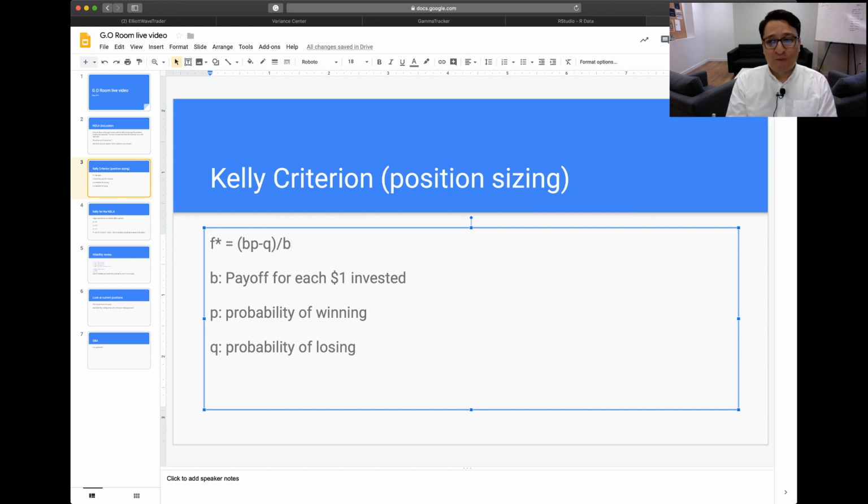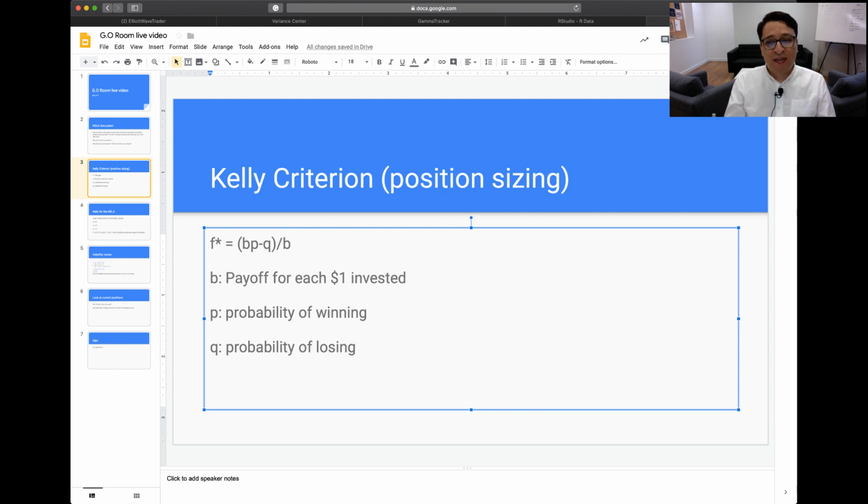Yeah? So what is B? The B is the payoff. So let's say for each dollar that I play, they pay me 2, so B is 2. Or if for each dollar that I invest, they pay me 3, B is 3. Or if it's even money, for each dollar that I invest, they pay me 1, then B is 1. That's B. Very simple.